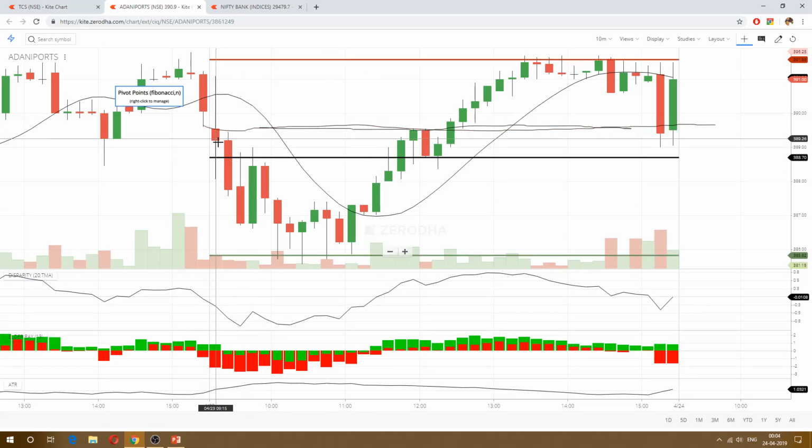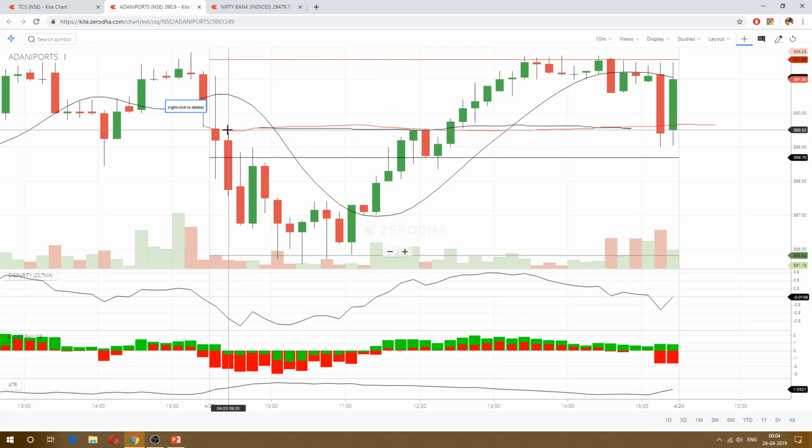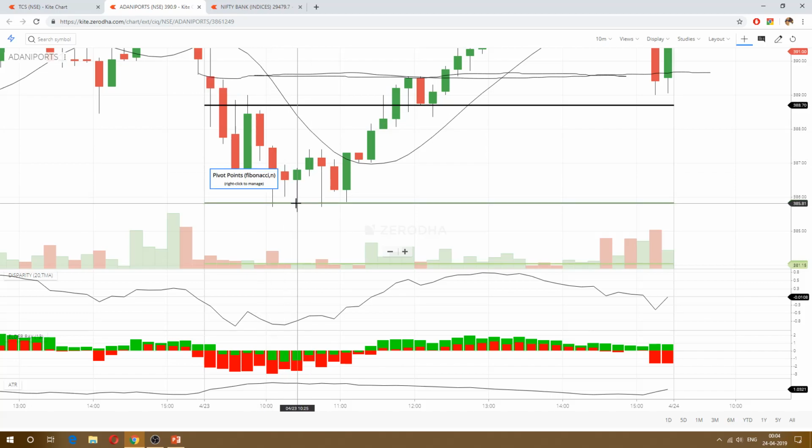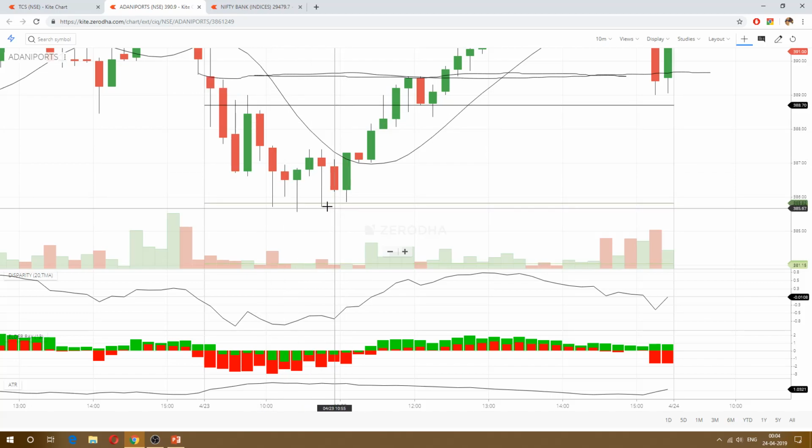And we know that the bigger support area was broken and it's now resistance. So this was a trade with, remember, this pivot, below this pivot you are entering, so the next pivot is your potential target. So price came, touched here and reversed.